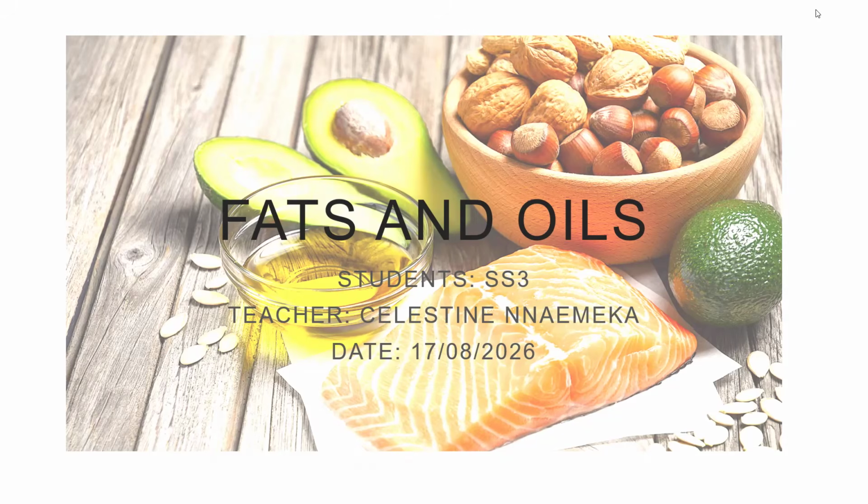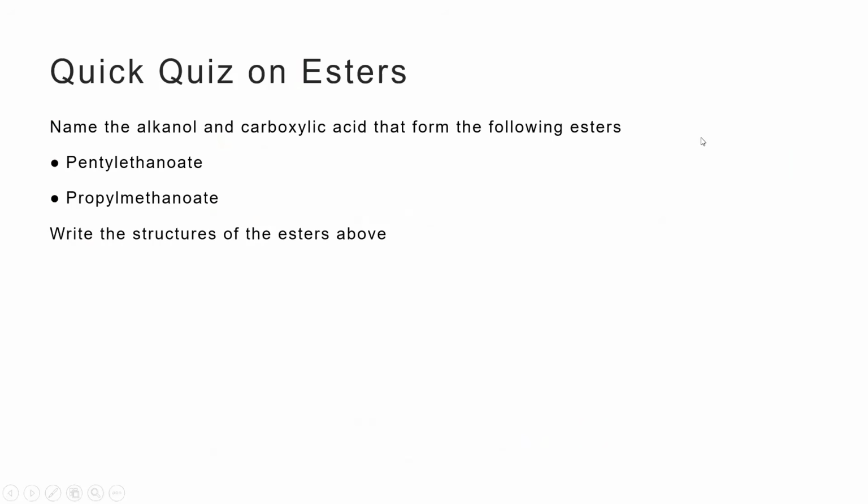But before we look at these fats and oils, I want us to take a quick quiz on esters. Now, I want somebody to name the alkanol and carboxylic acid that form pentyl ethanoate. If you know the answer, unmute yourself. In the next 5 seconds, I'll call names.